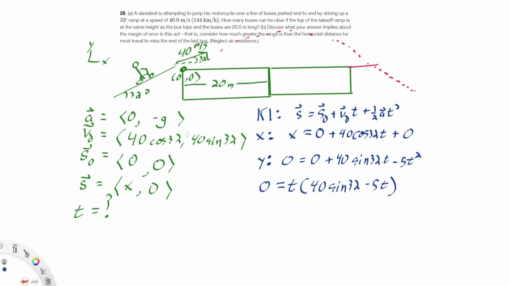So we're going to have two solutions, right? So one solution is if t is 0, right? And so yeah, your bike is at height 0 if you are at the top of the ramp at t0. So that's definitely true, but it's not the one we're looking for. The one we're looking for is the solution implied by the parentheses. So if this parenthetical bit is 0, that implies that 40 times sine 32 divided by 5 is t.